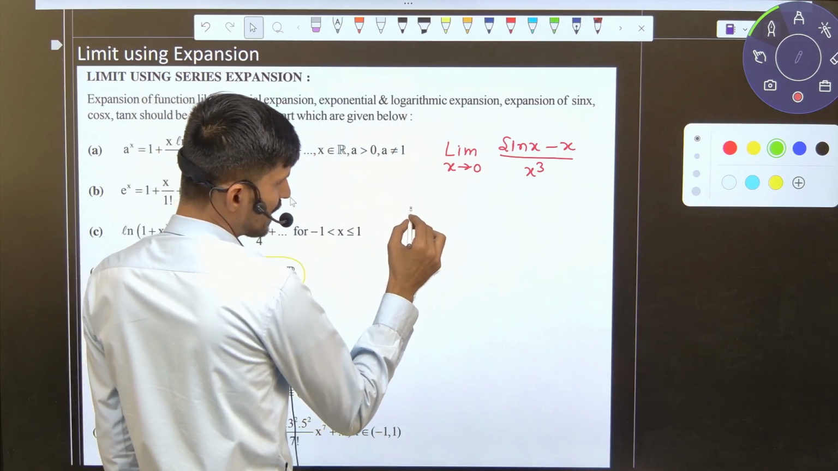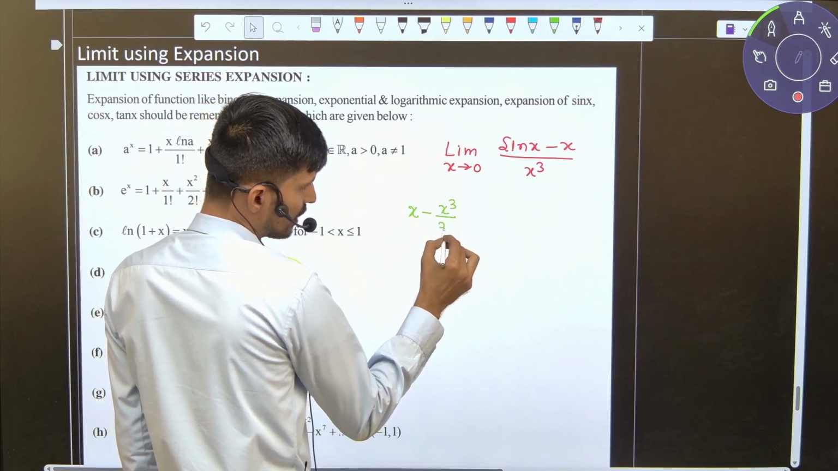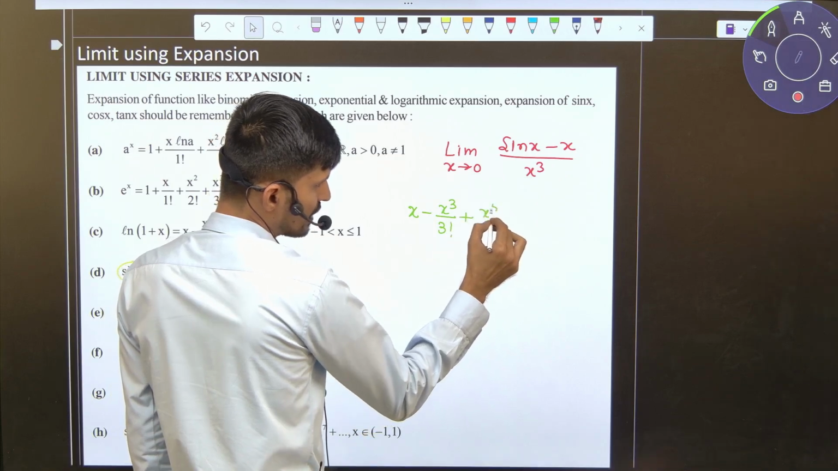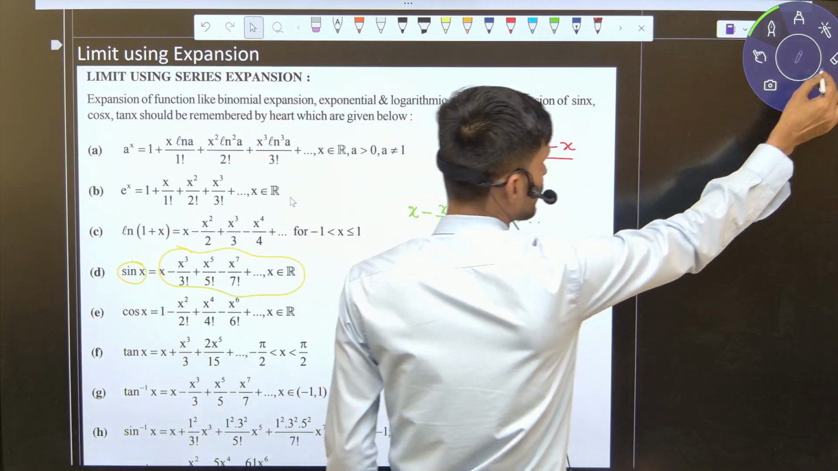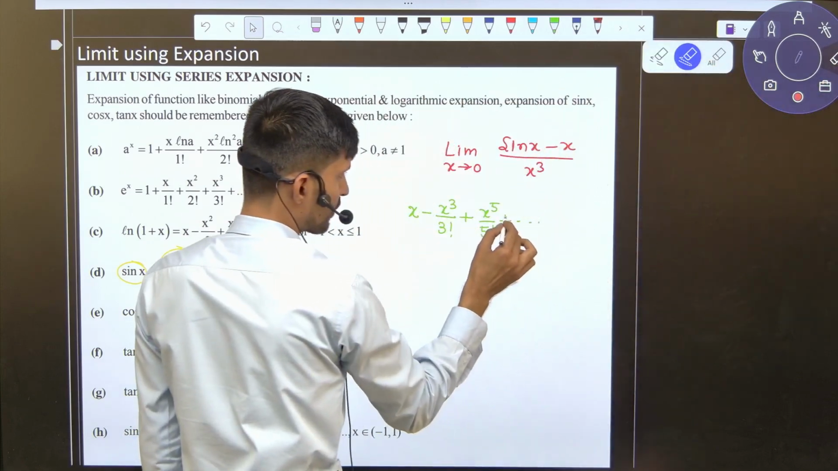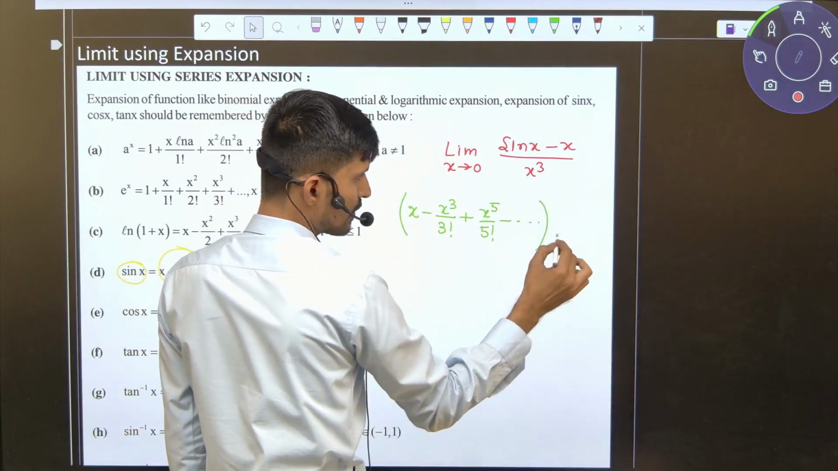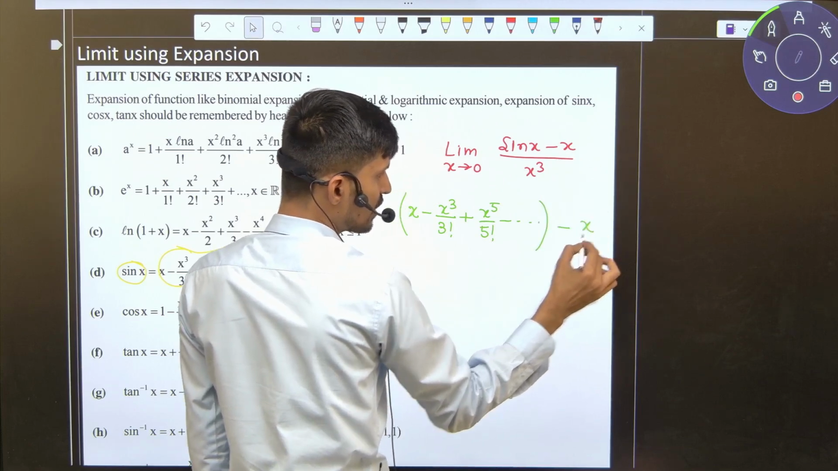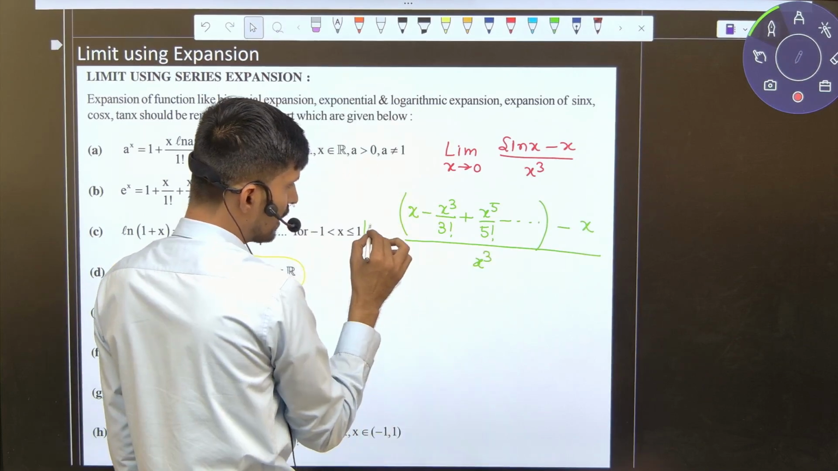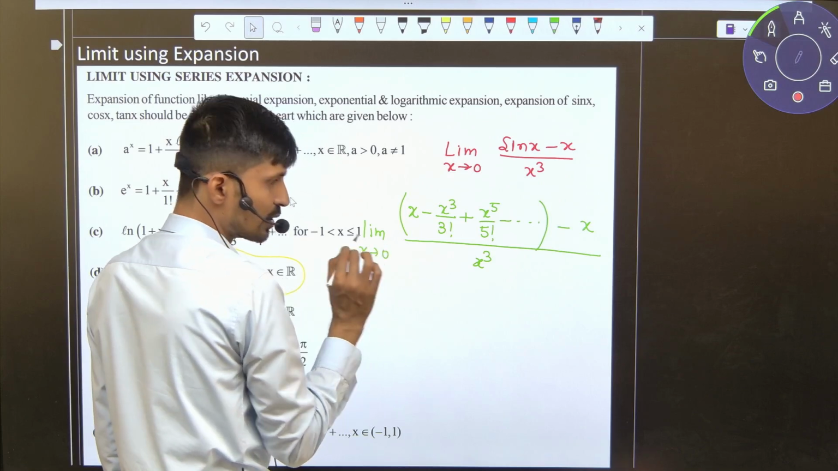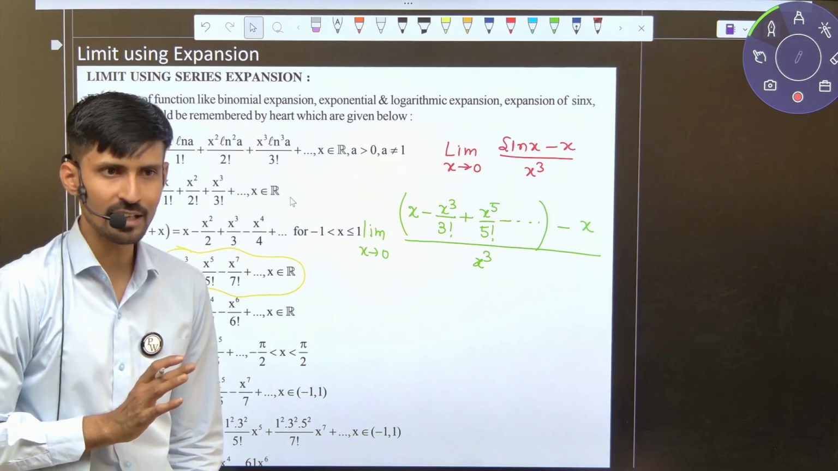See, sin x I will write as x minus x cube by 3 factorial plus x raised to 5 by 5 factorial minus, and so on. Next is minus actually, not plus. Then minus x, so in place of sin x I wrote that expansion, and the whole thing is divided by x cube, with limit x tends to 0.